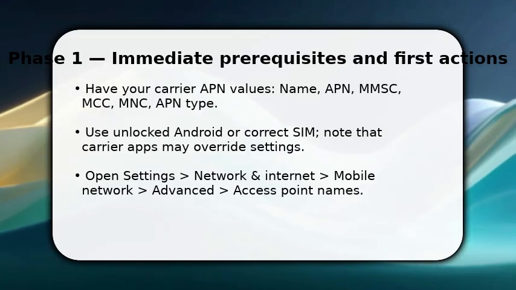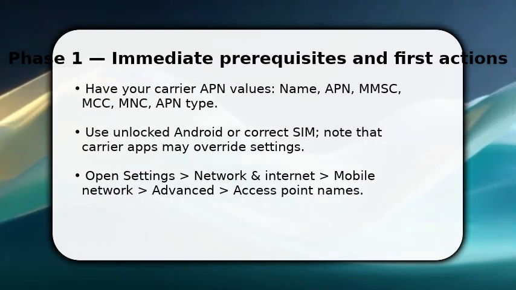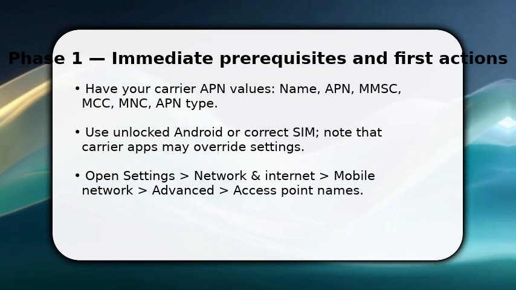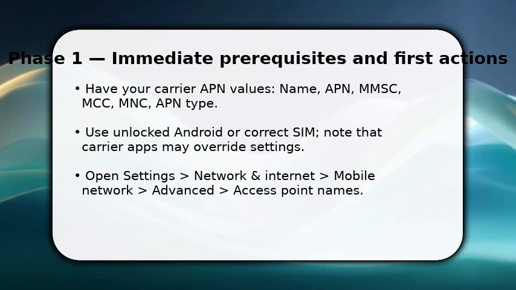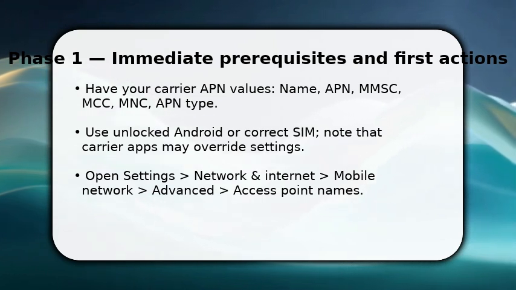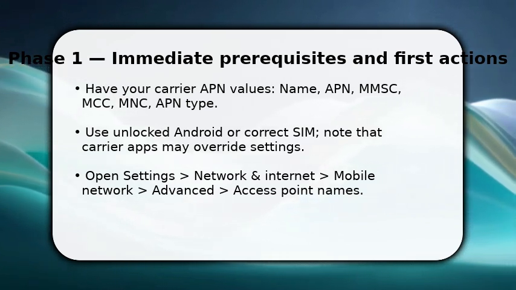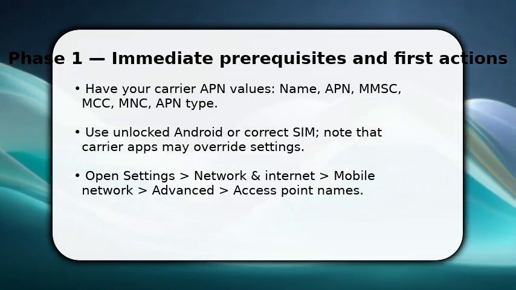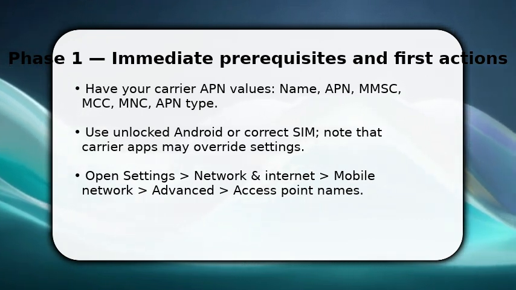You begin by confirming prerequisites, your carrier APN values, and that your SIM is active. Once confirmed, go straight to Settings, tap Network and Internet, then Mobile Network. Make sure to open Advanced and select Access Point Names. You're not changing anything yet, you're simply preparing to add a new APN. This step matters because Android uses these entries for data and MMS routing.